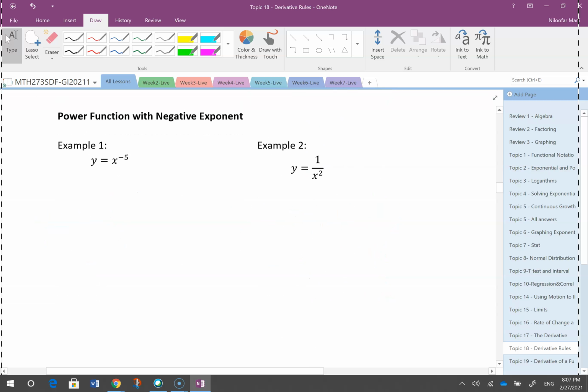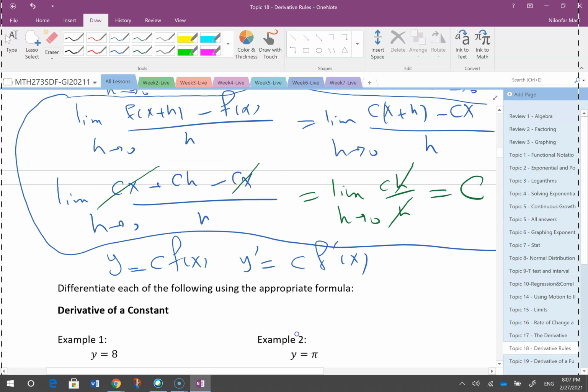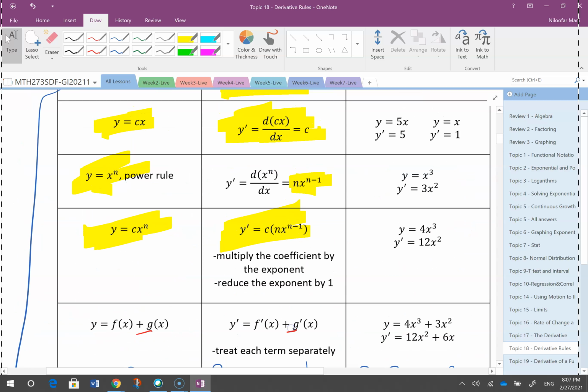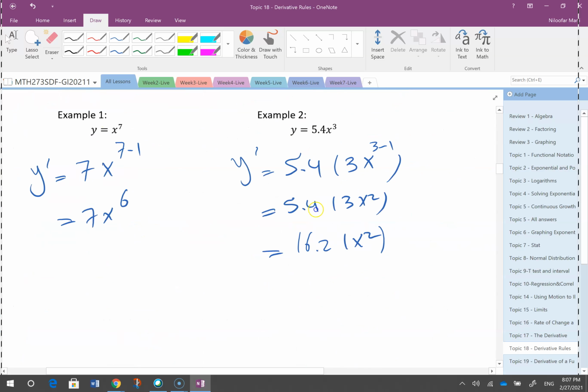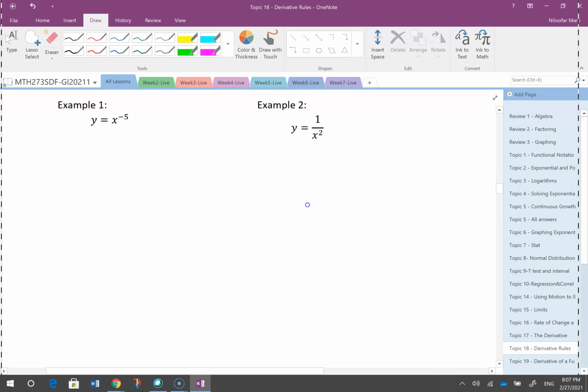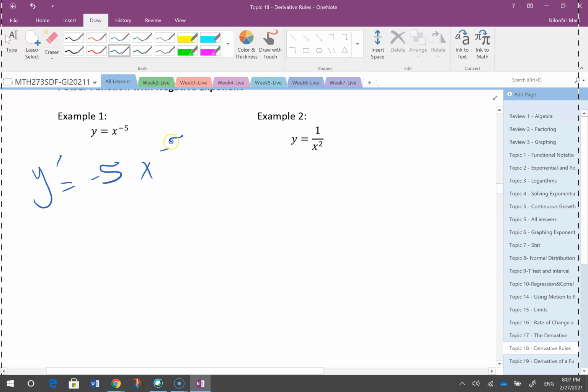How about here? Here I didn't say what should be for n. Positive, negative, fraction, I didn't say. So any n, any number, positive, negative, fraction, all of them work. So what is y prime here? Y prime is minus 5 x power minus 5 minus 1, which is minus 5 x power minus 6, which is minus 5 x power 6 in the denominator. Okay?